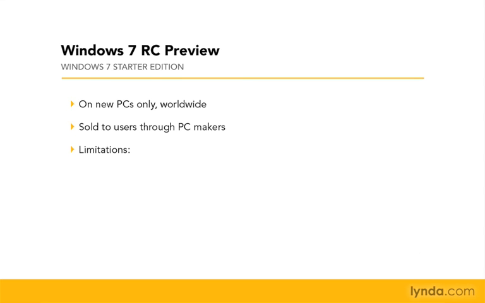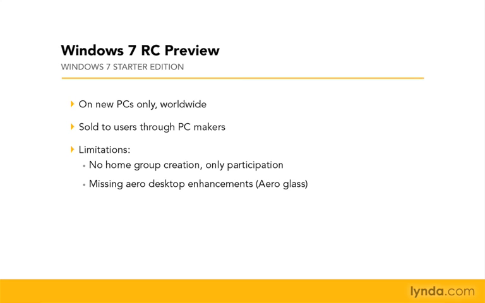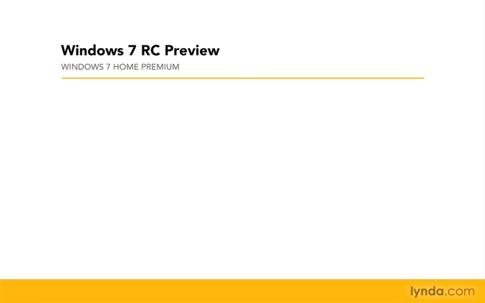For example, you won't be able to create home groups, however, you will be able to participate in a home group. You'll be missing some of the Aero desktop enhancements like Aero Glass, for example. There'll be no Windows Touch capability, so you won't be able to use a touch screen. And there will be no Media Center. If you need these things, you might consider the Windows 7 Home Premium Edition.